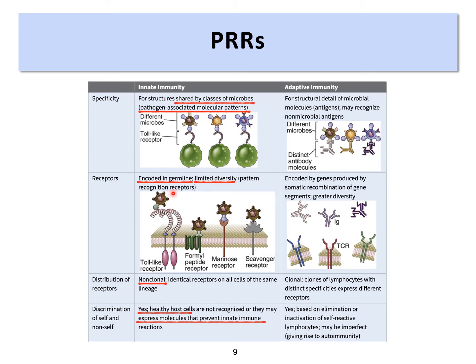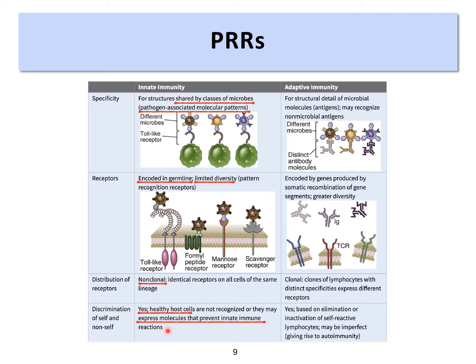The receptors in innate immunity are encoded in the germline and have limited diversity. These pattern recognition receptors are not very specific for every antigen. In adaptive immunity, receptors are encoded by genes produced by somatic recombination of gene segments, and there is greater diversity. The distribution of receptors in innate immunity is non-clonal, with identical receptors on all cells of the same lineage, whereas clones of lymphocytes with distinct specificities express different receptors.